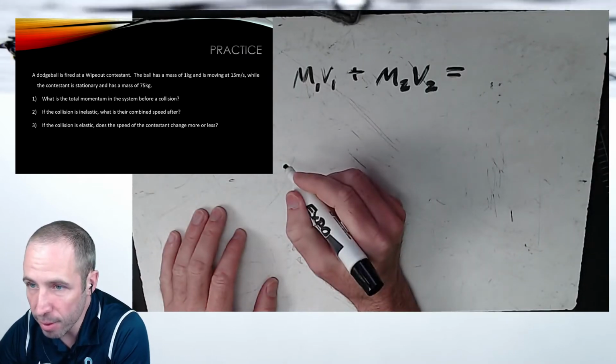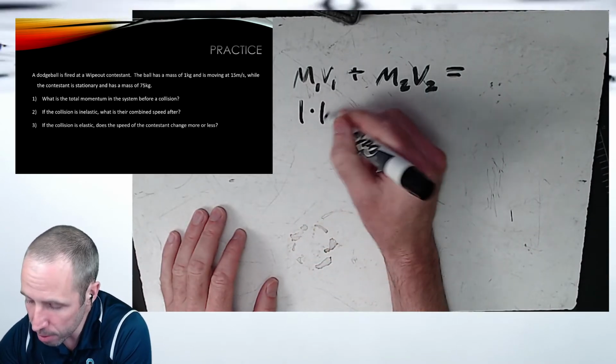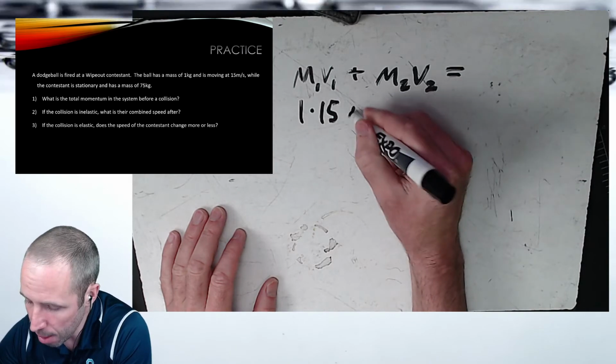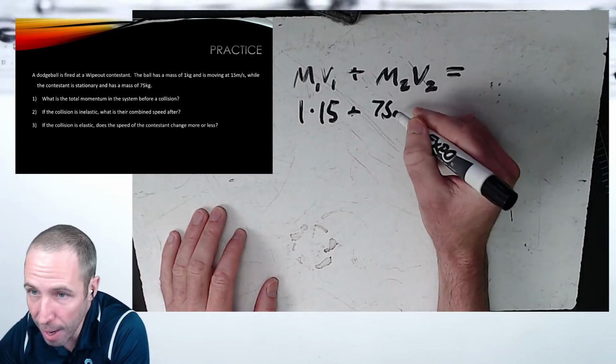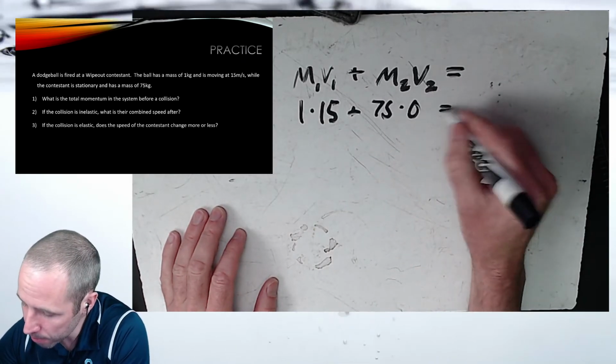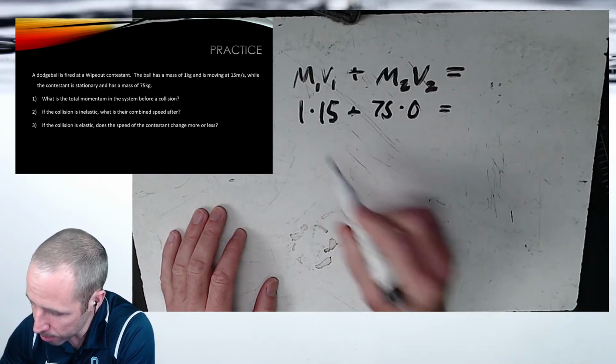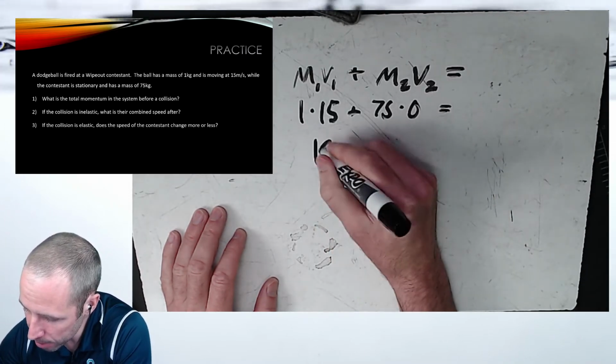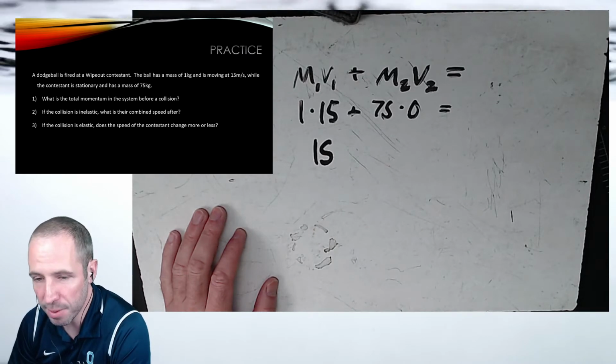Let's start plugging in some values. We got a mass of 1, moving at a speed of 15. The contestant has a mass of 75, and they were stationary. Okay, that comes out to 0, that comes out to 15. Okay, so total momentum in the system is 15 kilogram meters per second.